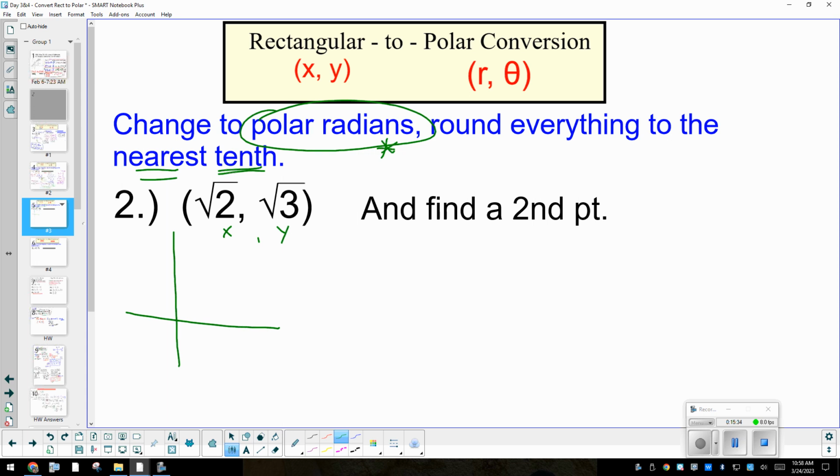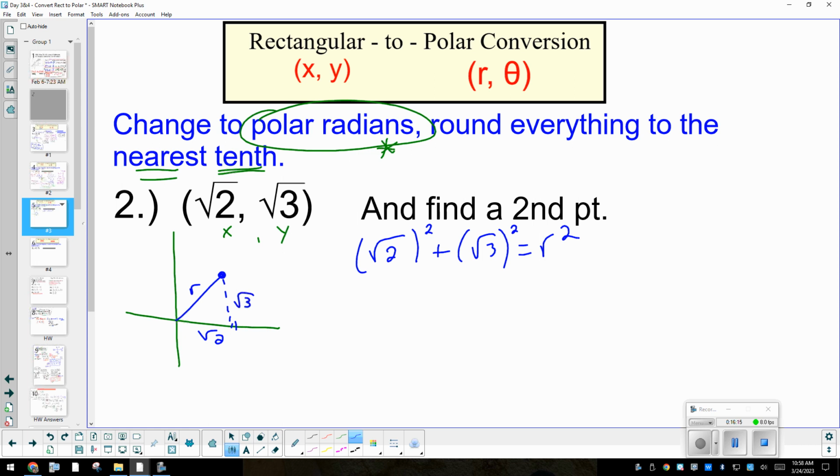So I have square root of 2 goes over, and then you'd go up square root of 3, right? So you have square root of 2 and square root of 3. So now you just got to find your r, which is going to be your Pythagorean theorem, right? Make sure you use parentheses, that will help you. It's going to be square root of 2 squared plus square root of 3 squared equals r squared. Okay, so take your time, find that out.